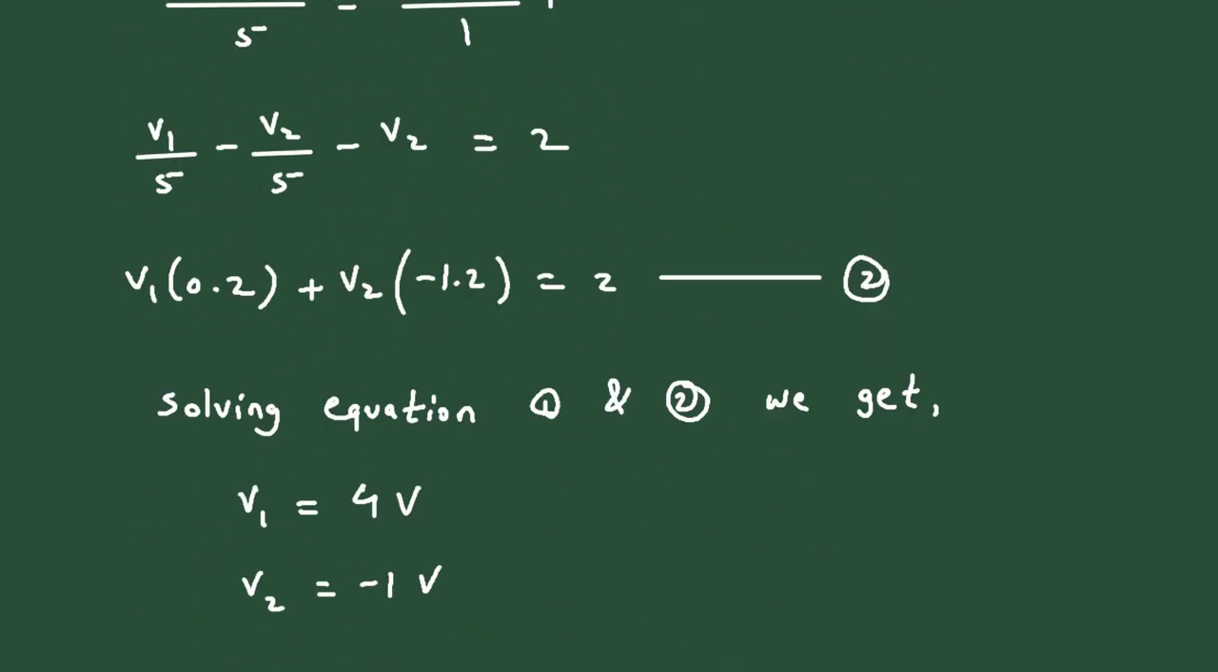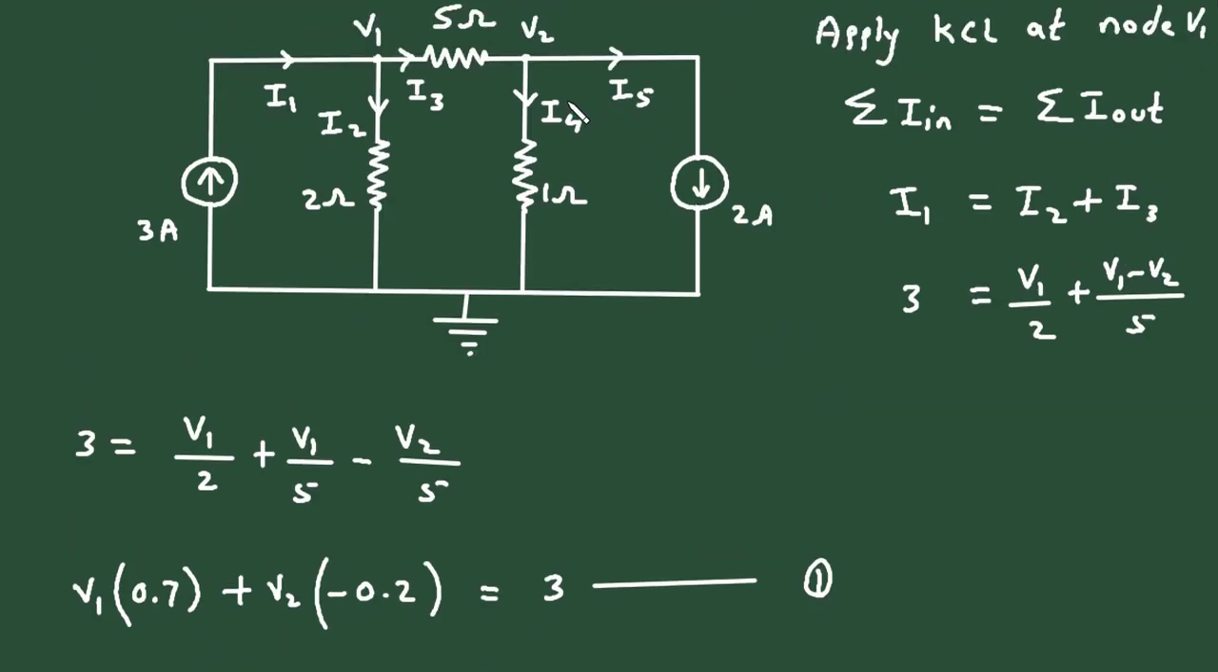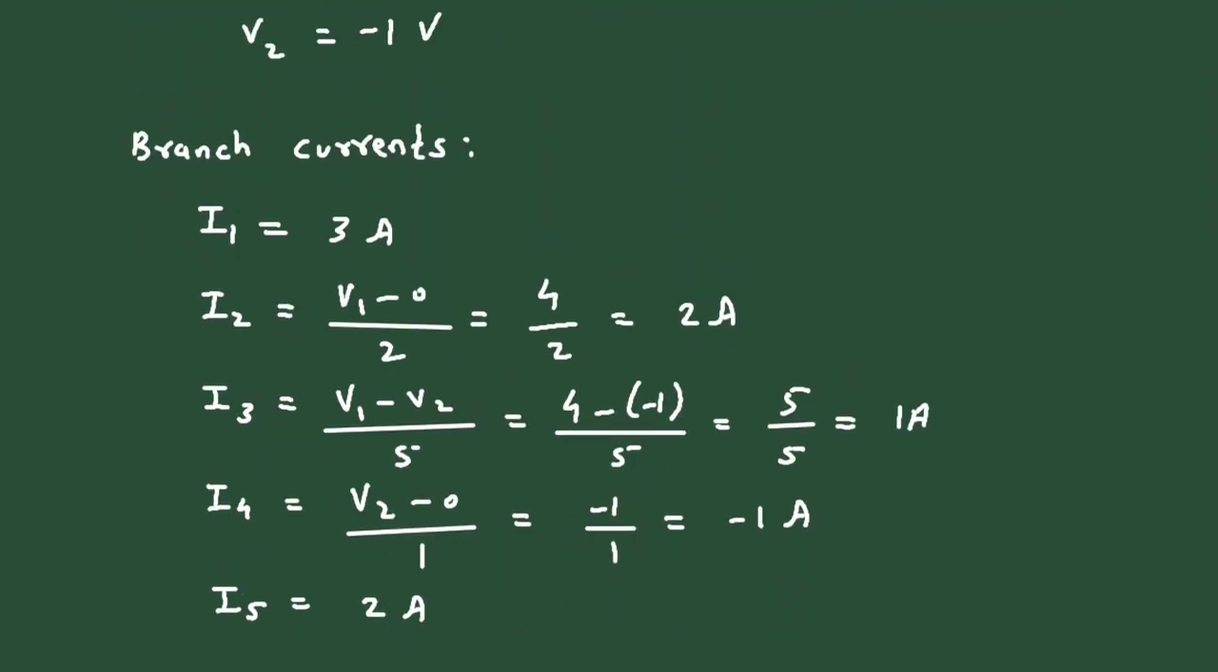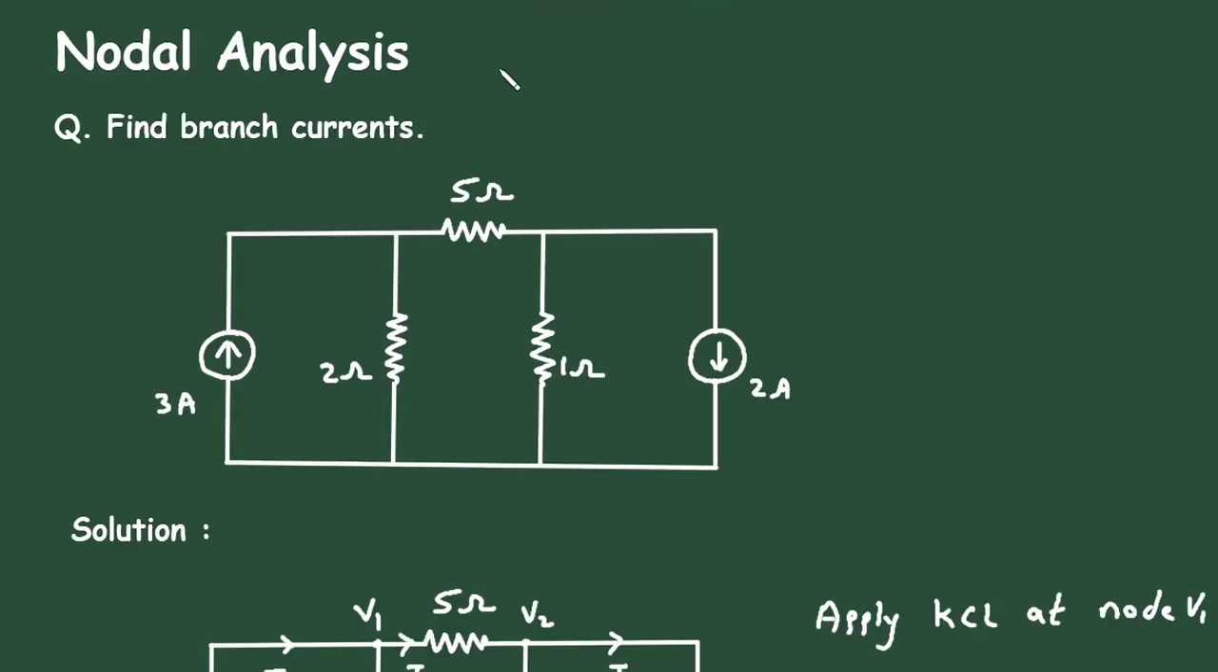Then next is I5. Here we can clearly see I5 is equal to 2 ampere. So these are the branch currents. So this is how we can find branch currents by using nodal analysis.